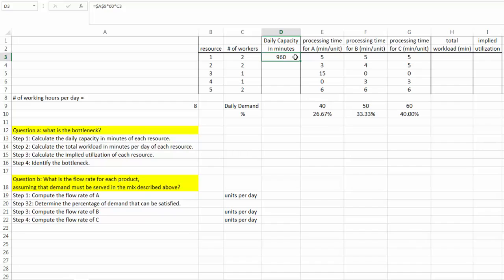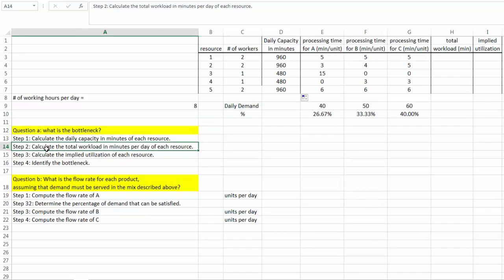960 minutes. And with the formula we created in cell D3, we can simply copy and paste to generate daily capacity in minutes for resources 2 to resource 5. Here we go. And in step 2, we are going to calculate the total workload in minutes per day of each resource. And once again, we're going to start with resource 1.